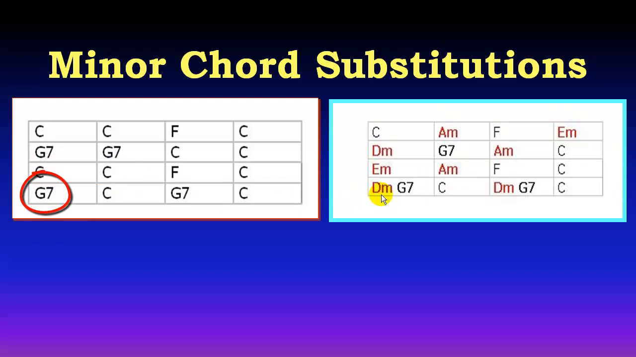For the G7, I put in D minor in these two places. So how do we decide? Is there a fixed rule to do these minor chord substitutions? Take a look at this next sample.